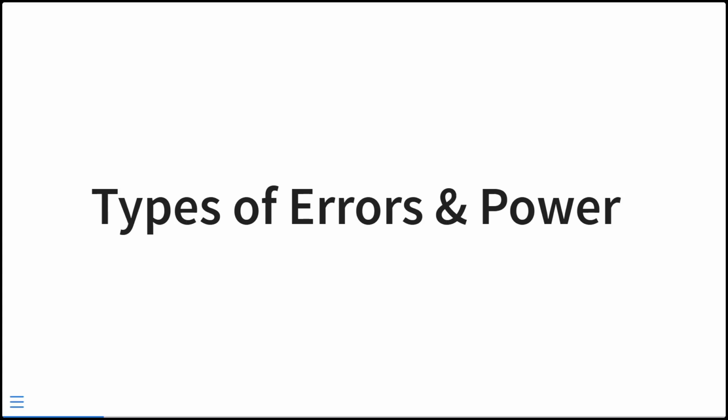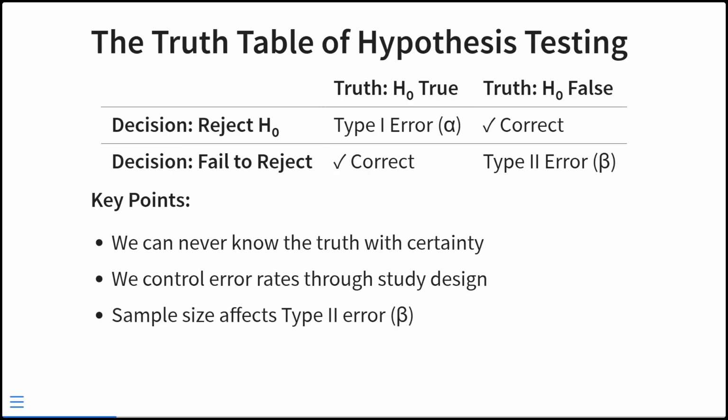So, types of errors and power. We have two types of error: the type 1 error and the type 2 error. Type 1 error is the rejection of a true null hypothesis, while type 2 error is failing to reject the null hypothesis when it's actually false.